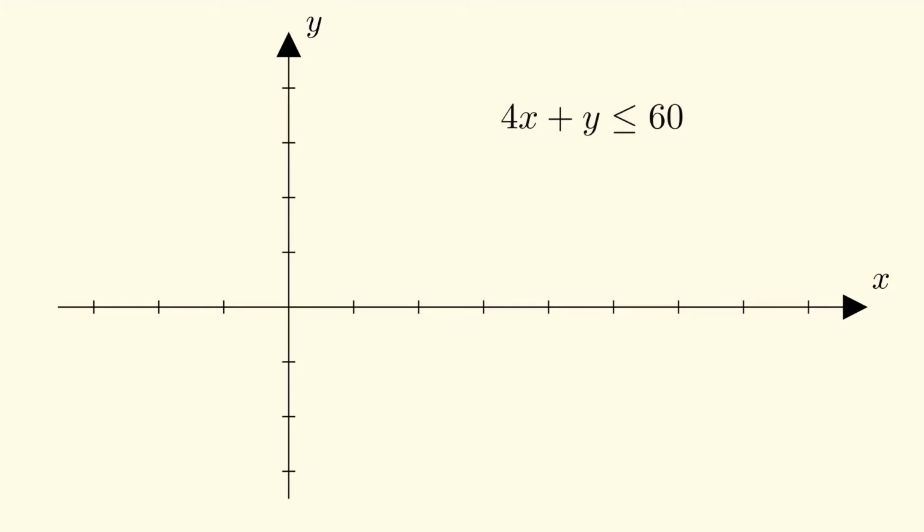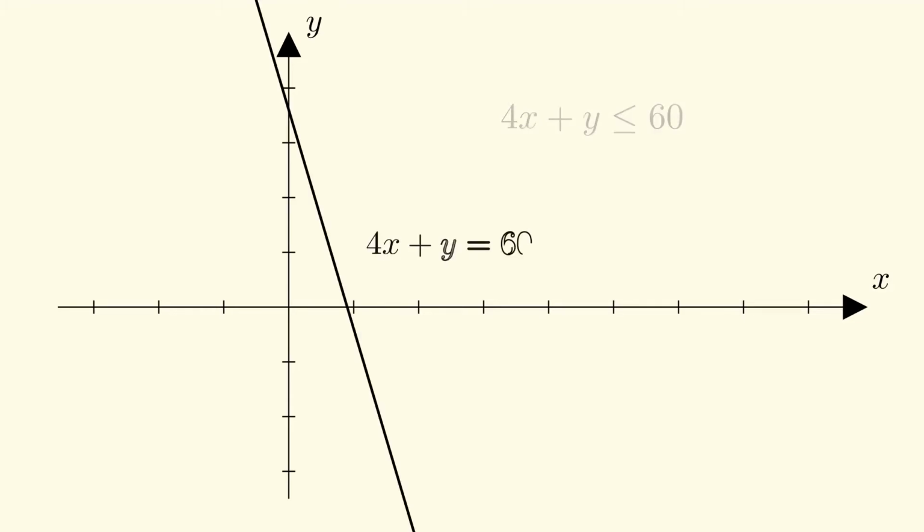To plot this, we first plot the equation 4x plus y equals 60. Now we know one of these half planes represents our constraint, we just need to figure out which one. To do this, we take a random point in one of the half planes, say the origin, and draw a line through it parallel to our original constraint. I know the origin doesn't sound random, but it makes for easier calculations, and that's why I'm using it. You can use any point that is not on the original line.